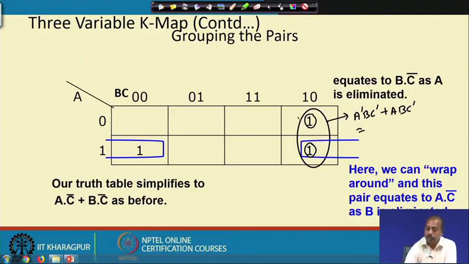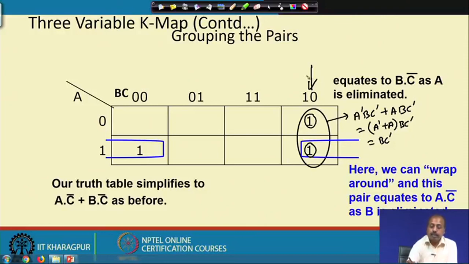Now, if you combine them, this B C bar is common between them. So, you get A bar plus A into B C bar. This A bar plus A equal to 1. So, you will get B C bar here. Also, you can think of this Carnot map as some sort of folded one. So, this last row or the last column, you can take it as if the whole table has been folded.